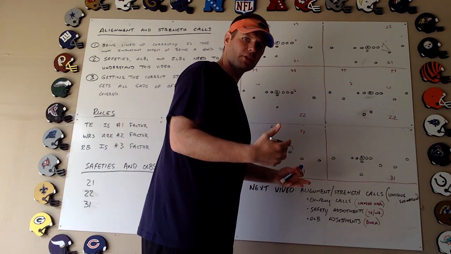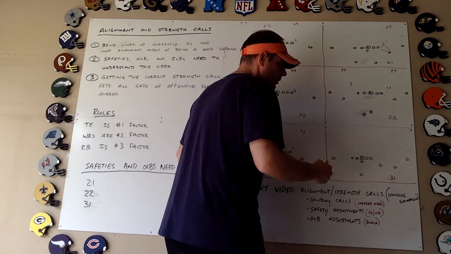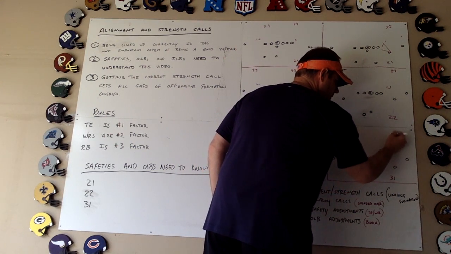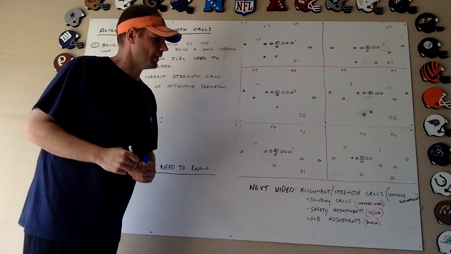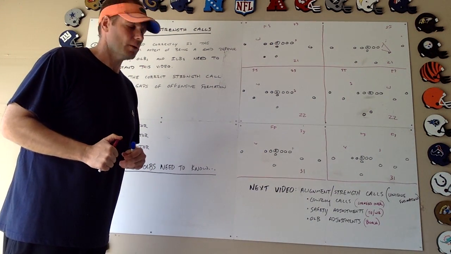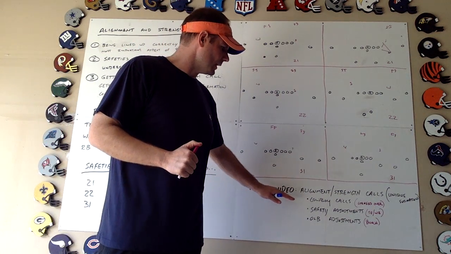And this is our last example of 31. Now it's just simply three receivers to one side, one on the other. So now our Sam would be a lot looser because it's not a tight end. And we'll get into specifics about where everybody lines up later.